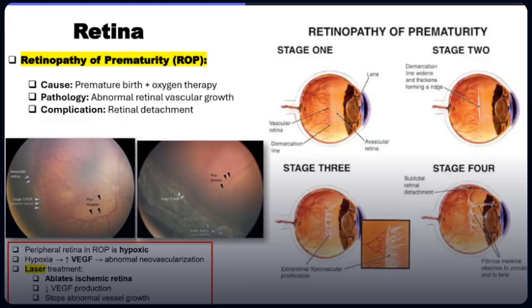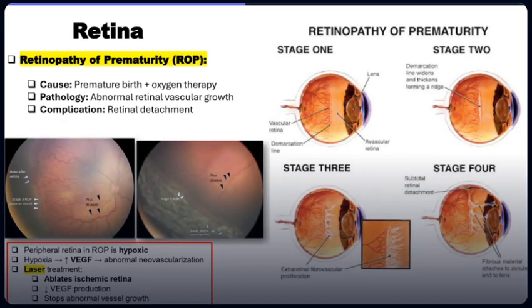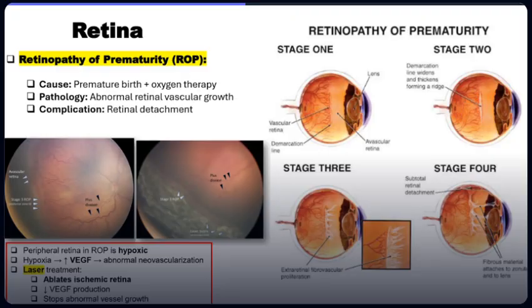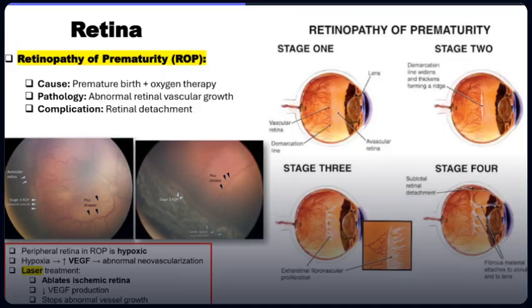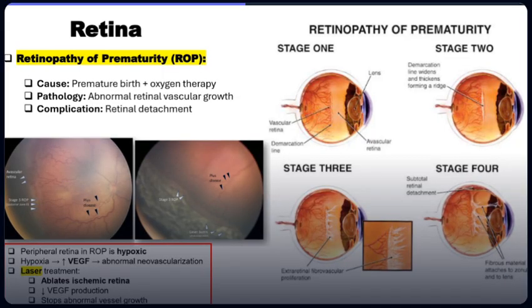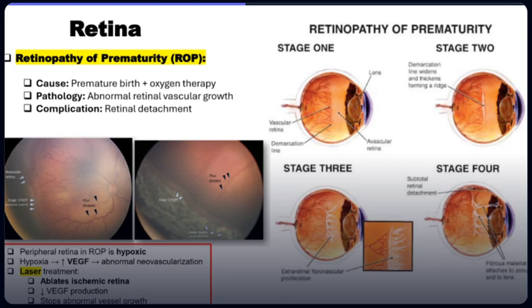Hypoxia leads to an upregulation of vascular endothelial growth factor, or VEGF, which acts as the primary molecular signal for the disorganized extraretinal fibrovascular proliferation visible in stage 3. As this abnormal tissue matures, it creates powerful mechanical traction, clearly illustrated in stage 4, that physically lifts the retina from its anatomical base, leading to subtotal or total detachment.